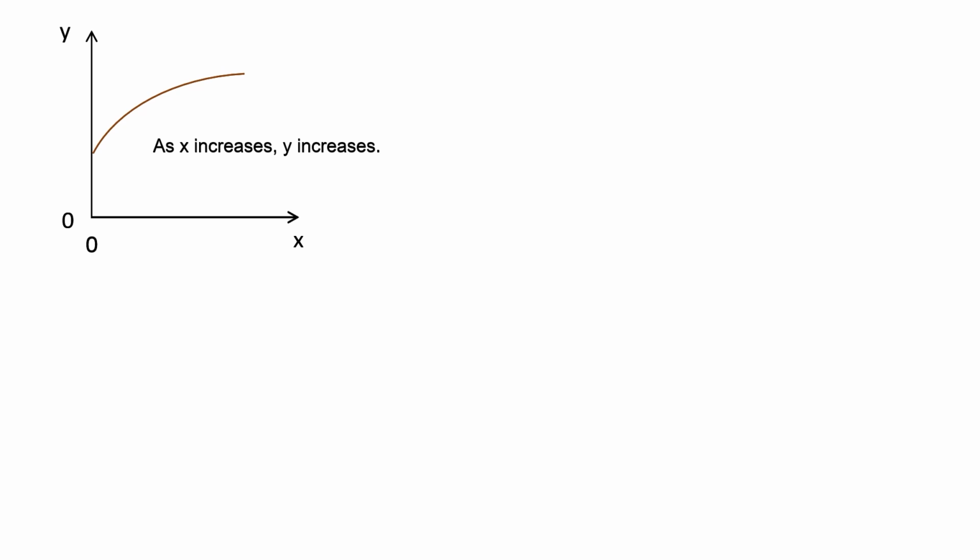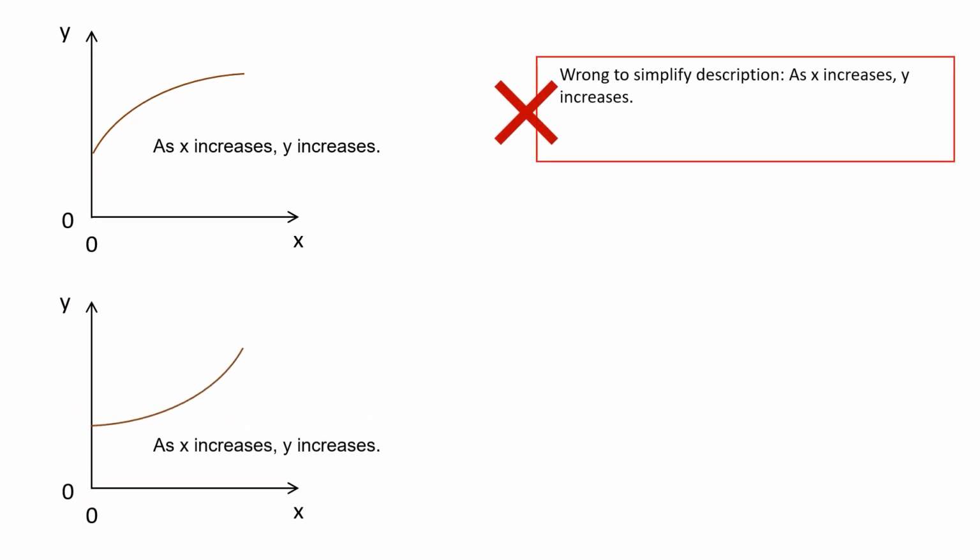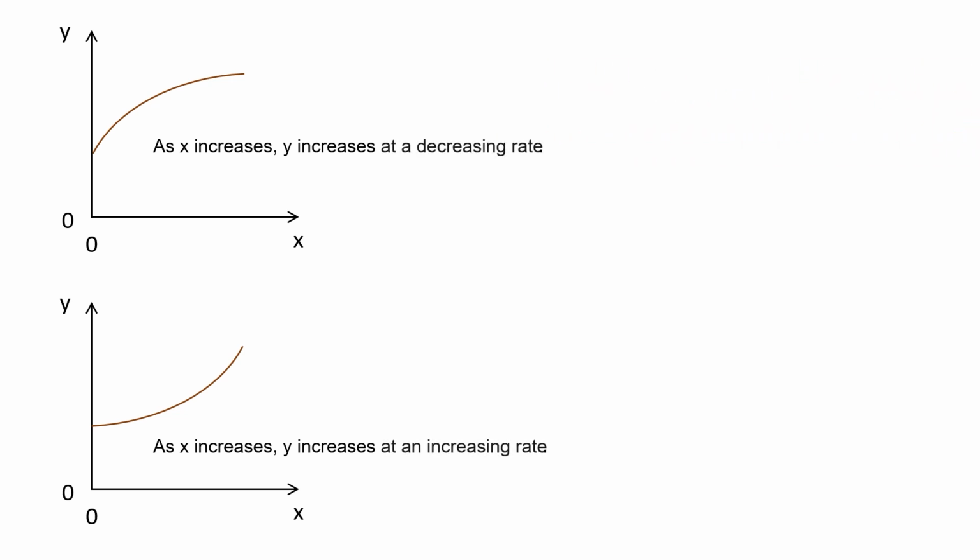Unfortunately, there is another graph that fits the description "as x increases, y increases." This means we need to be more specific in our description to differentiate between the two graphs. The key difference between these graphs is how the gradient changes as x increases. In this graph, as x increases, y increases, but the gradient decreases. This means the rate at which y increases slows down. We describe this as "as x increases, y increases at a decreasing rate."